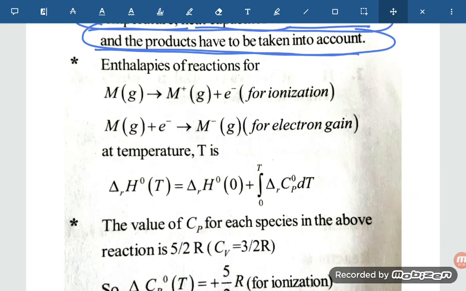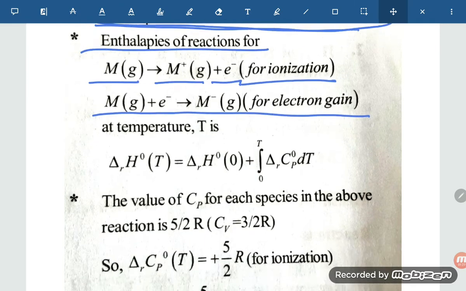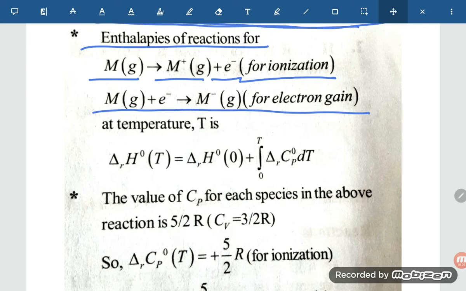Now let us see, students, the enthalpy for the reaction. For ionization enthalpy, from the isolated gaseous atom we are getting the isolated gaseous cation plus an electron. This is the concept of the ionization enthalpy expression. And for the electron affinity, M gas is there plus an electron is getting added, giving M negative for the electron gain, at a temperature T.